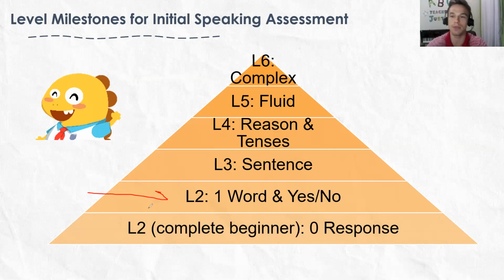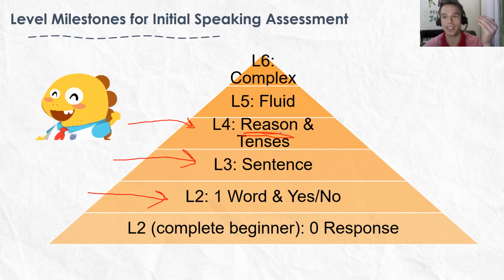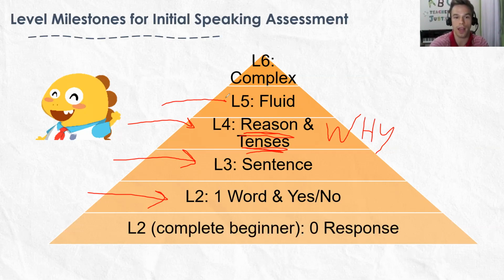Are they able to answer one-word answers or yes, no? If that's the case, L2's your guy. Are they actually able to use full sentences? Okay, great. Level 3 is your lesson. Level 4, now they have reason, meaning you ask them the why question. That's the secret. Level 4, you're going to end up asking them why. And if they can answer why questions and they can kind of use a variety of tenses, then okay, let's go up to level 5.